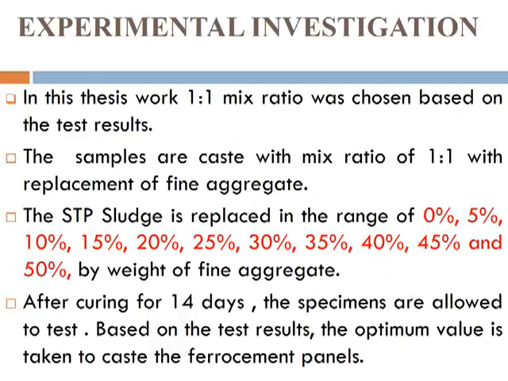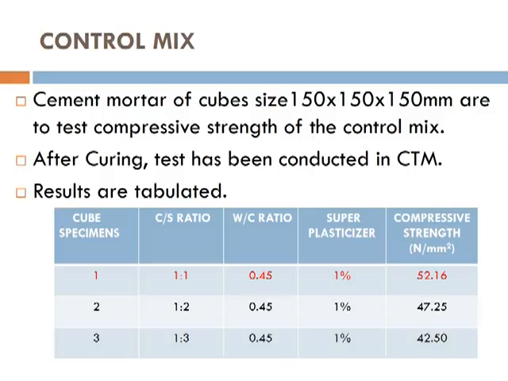Experimental work. In this, 1:1 is the mix ratio. The STP sludge replaced the fine aggregate in a range of 0% to 50%, with an increment of 5% in every cube. To fix the 1:1 control mix, I did a trial and error method with three trial mixes: 1:1, 1:2, and 1:3 with a water cement ratio of 0.45, and I obtained the optimum value of 52.16 Newton per mm square in the ratio of 1:1.